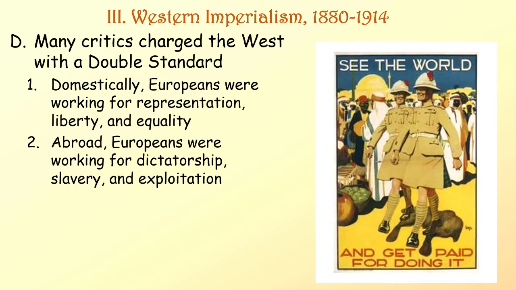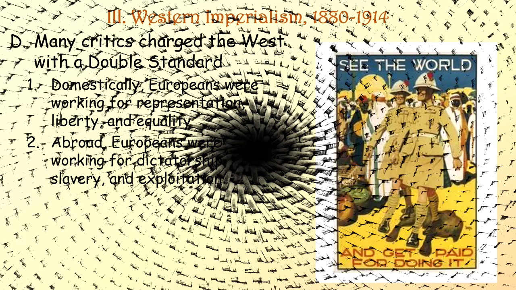Many critics charged the West with a double standard. Sure, domestically, Europeans were working for representation and democracy and liberty and equality and freedom and social welfare. But abroad, Europeans were working for just the opposite. They were working for a dictatorship and slavery and exploitation.